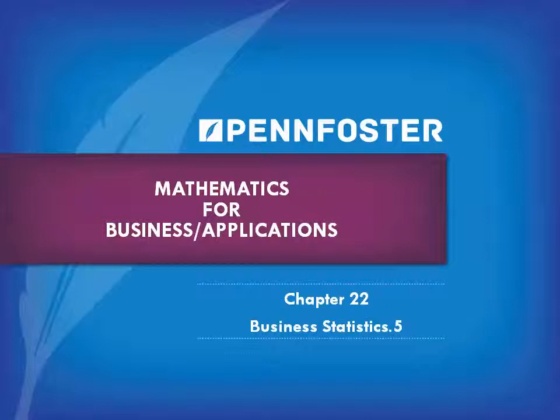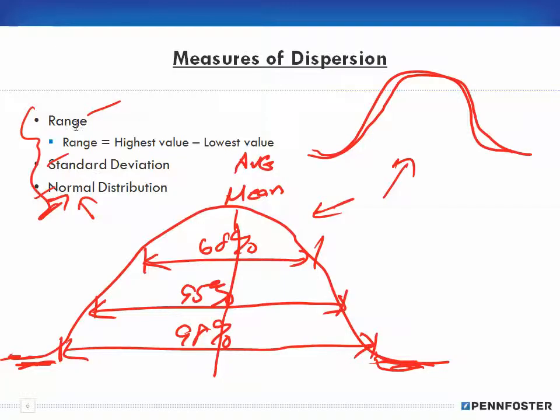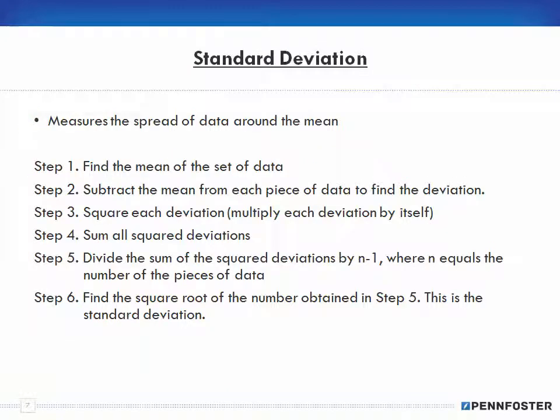And we're working on the theory videos for Chapter 22, the Business Statistics. And in the last video, we had stopped at the measures of dispersion, which we had discussed, and gave an example of what a range looks like, being a highest value to a lowest value. But I had said that the next couple of videos is going to cover standard deviation. So that's what we're going to jump into.